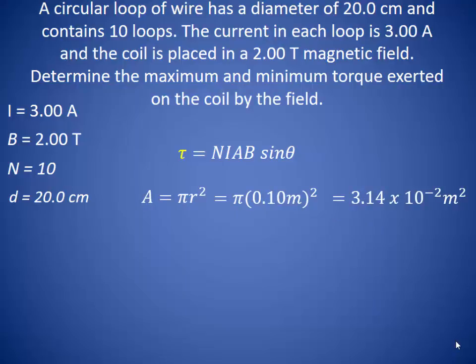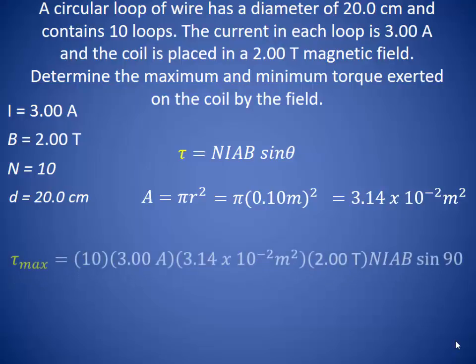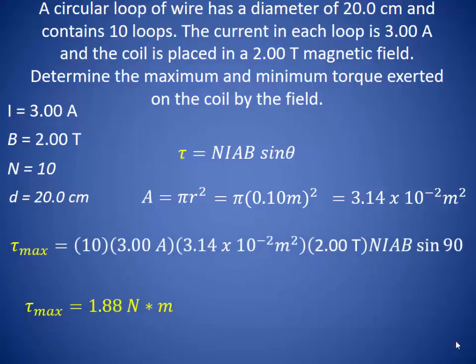Maximum and minimum torque depends on the angle the coil makes with the magnetic field. The maximum torque is going to be when the coil's face is parallel to the magnetic field, which would make the angle 90 degrees. So calculating that out, we find the maximum torque to be 1.88 Newton meters. The minimum torque will occur when the angle is 0. Since the sine of 0 is 0, then the torque exerted at that angle is also 0.